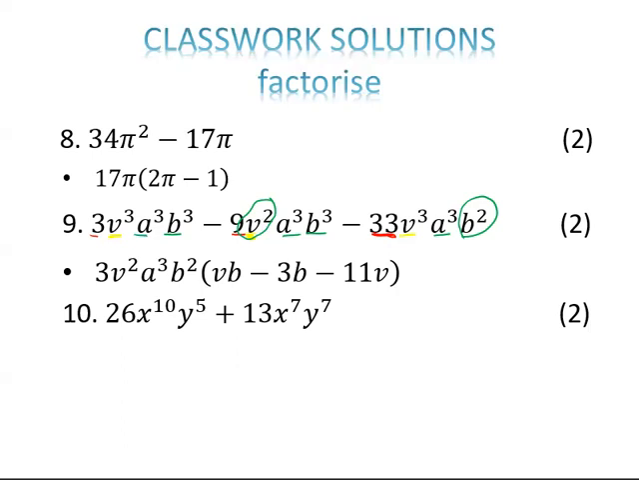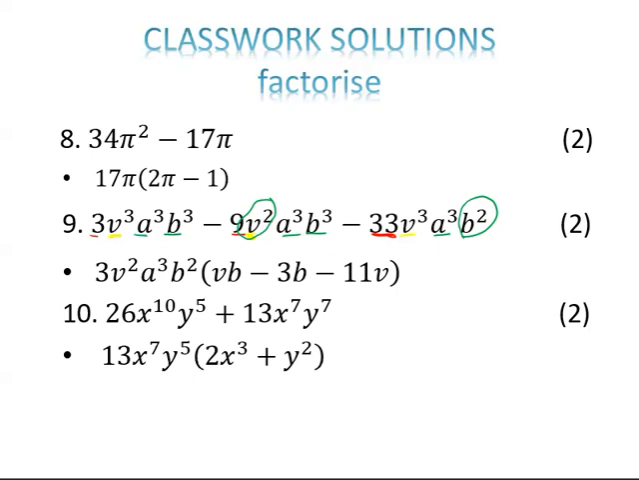So in this case, our highest common factor will be 13x to the exponent of 7, y to the exponent of 5. In the first term, we'll be left with 2 times x to the exponent of 3, plus y squared.